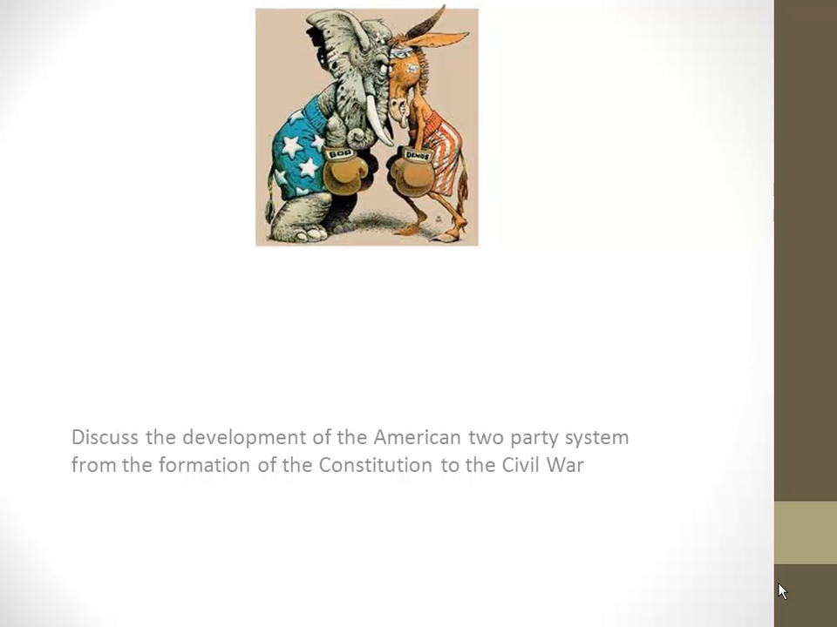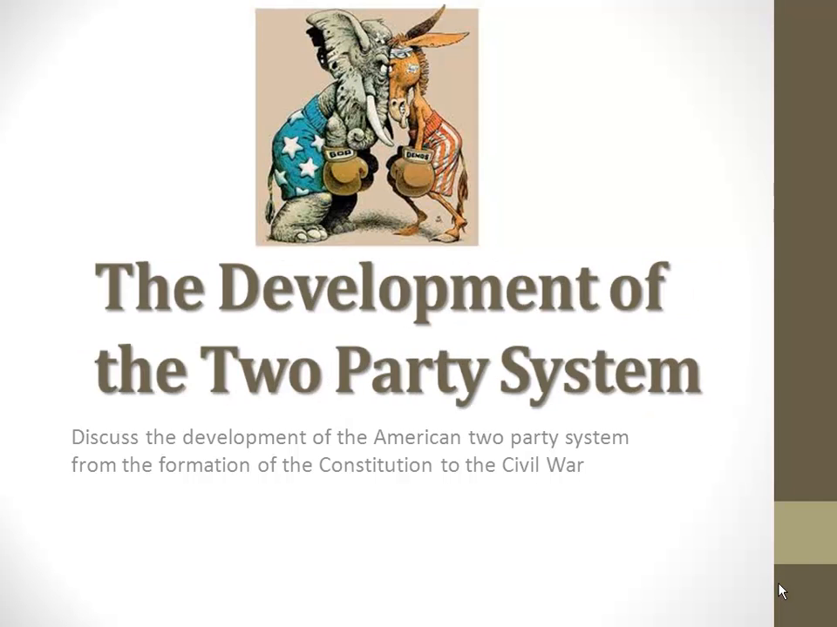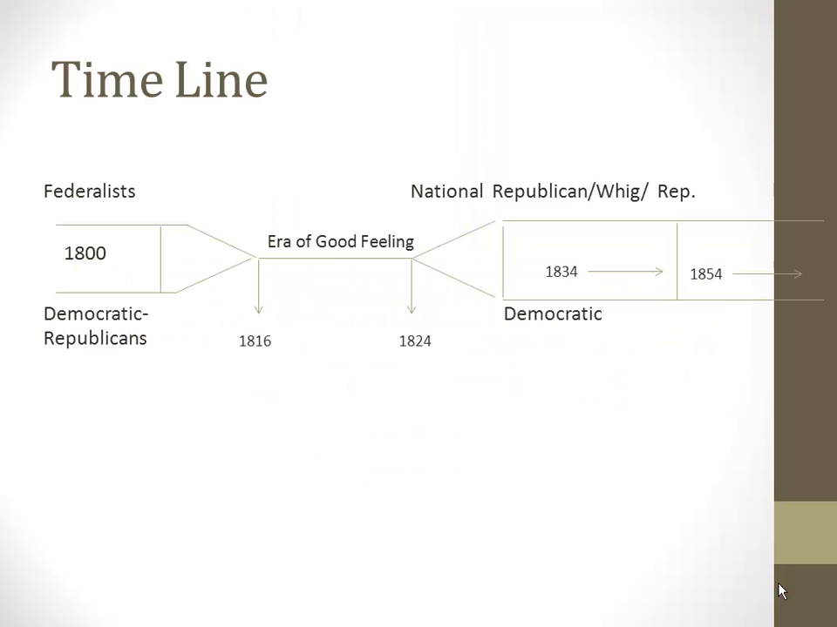So, concept one. Check that out. So this is basically the time period that we're going to be looking at. Noticing here you have the Federalists in 1800 with the Democratic Republicans. This is what we were looking at in the last unit. Then we're going to move into the era of good feeling from 1816 to 1824, and explain that as the Federalists kind of fall apart as a political party.